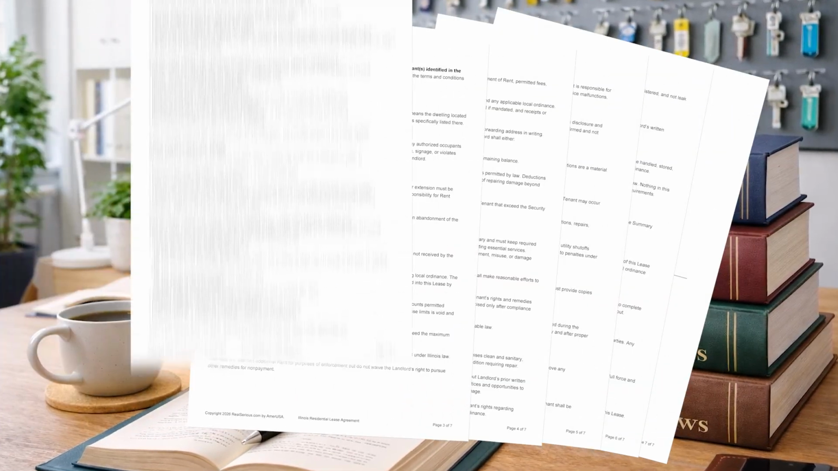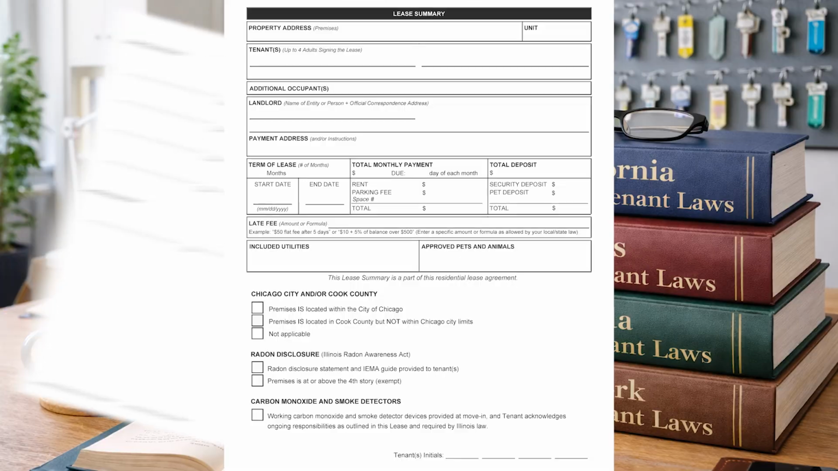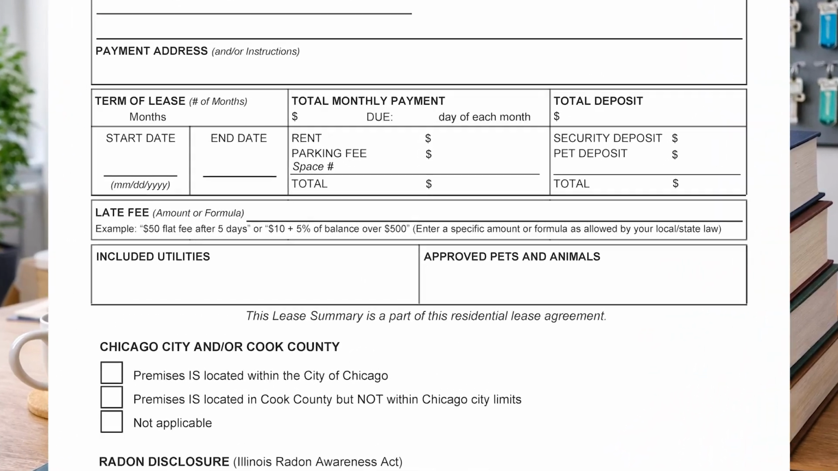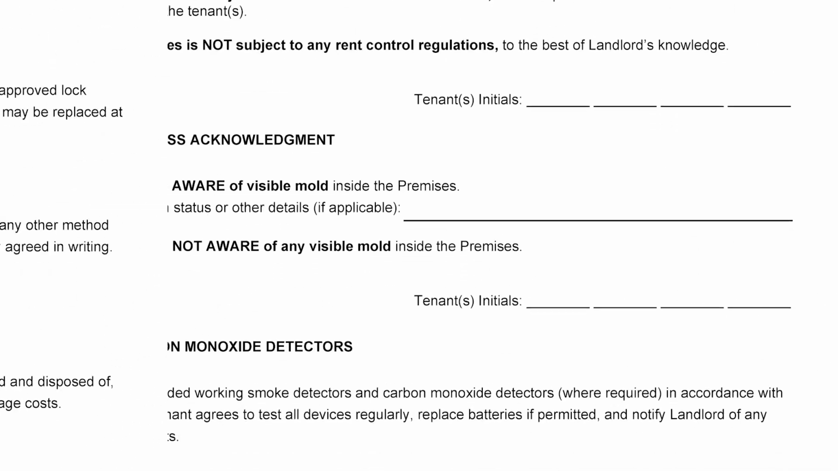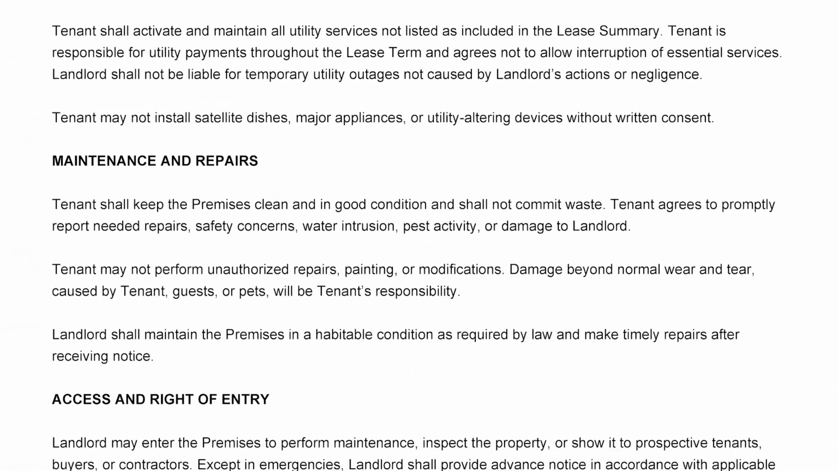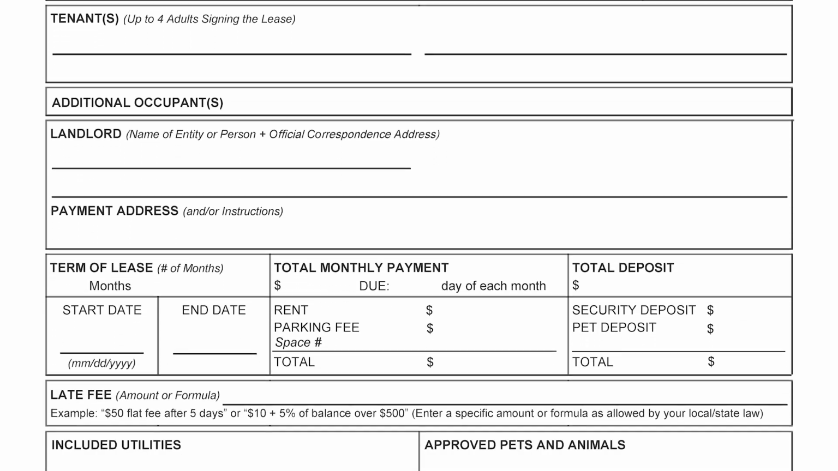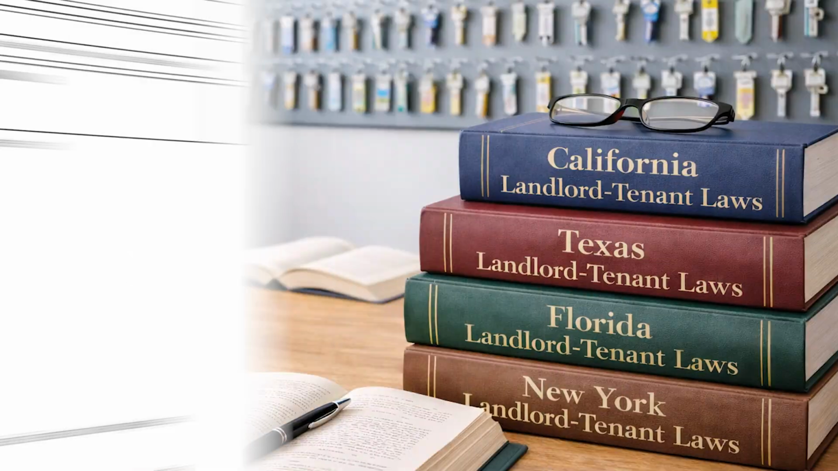At the front of the lease is a summary page where you will enter key details like tenant names, rent amount, due date, lease term, and more. That way everything important is in one place instead of scattered across multiple pages. The lease also accounts for local rules such as Chicago and Cook County with radon disclosures and more.